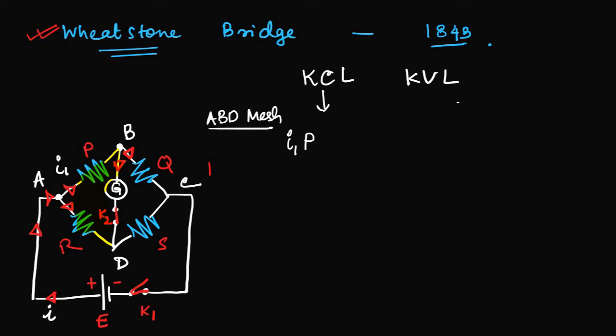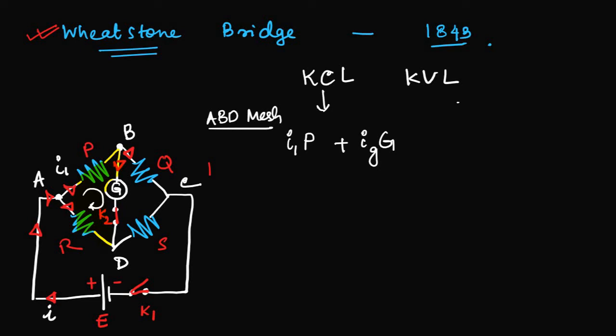I1 is in clockwise direction, so it would have a positive sign. Then the galvanometer current is also in clockwise direction, that's why it would be plus IG. I already said G is a resistor, so you need to write it in that way, referring to it as a resistor. Then the AD arm, you can see the current flowing in anti-clockwise direction.